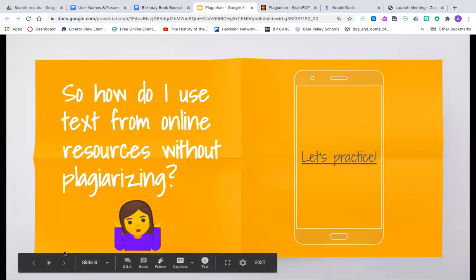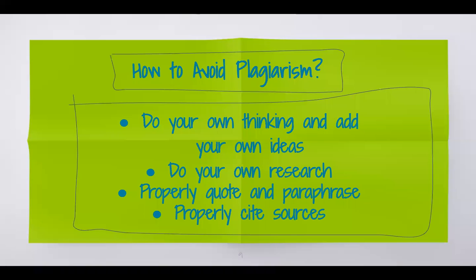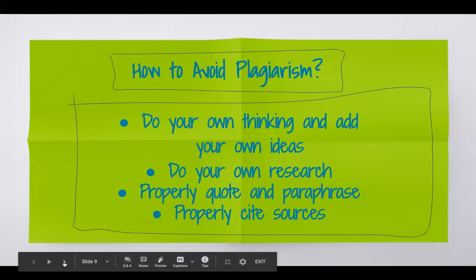Back to our presentation. So how do you avoid plagiarism? I really don't think most kids or even adults do this on purpose. I think, like they said in the video, it is mostly by accident. So how to avoid it? Do your own thinking. Add your own ideas to what you're saying. Do your own research. Properly quote and paraphrase, and please cite those sources. And we're going to talk about citing sources shortly.